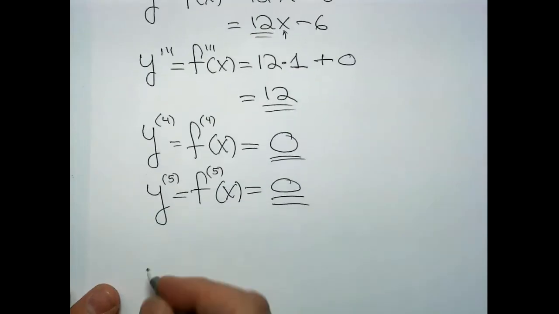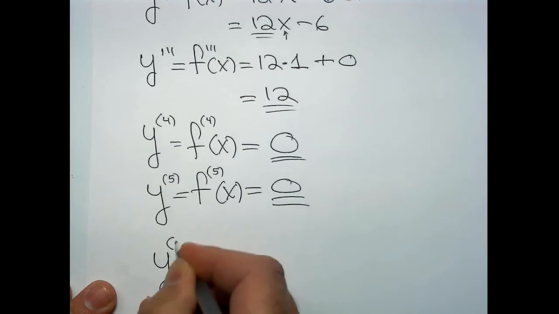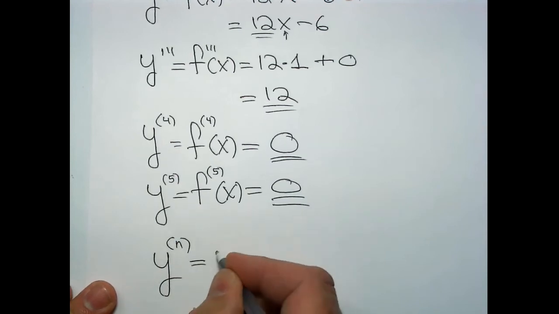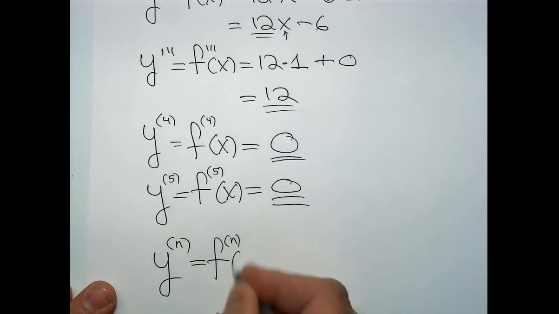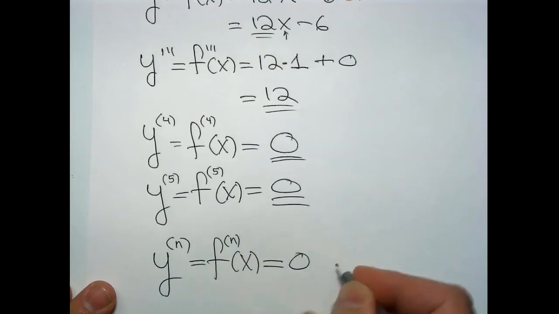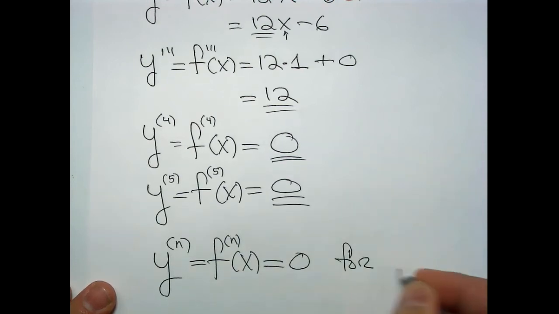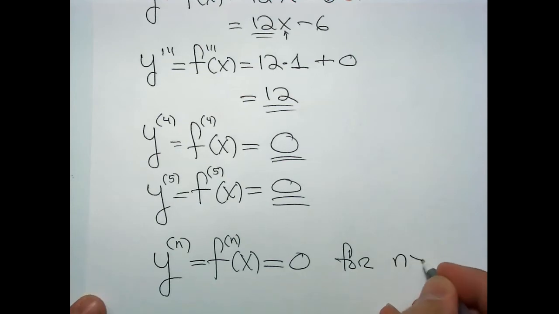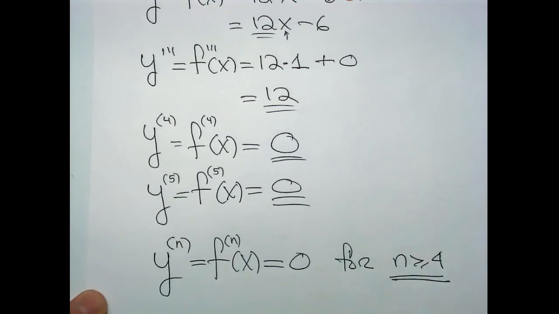So I guess we could say this. The nth derivative of the original function is 0 for all n greater than or equal to 4. Once we've hit that 4, this function is now 0. At least the higher order derivative is 0. Let's try some more.